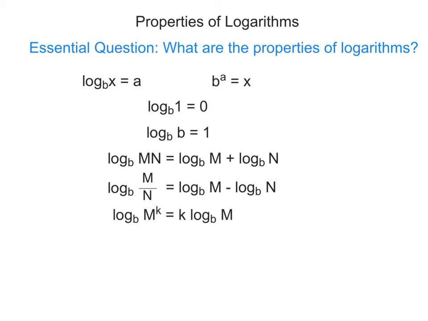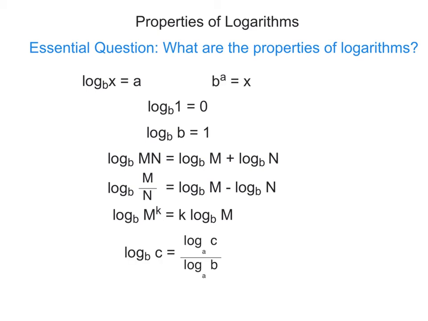Now the next rule is the power rule, or power property, and that is that the log of m to the power k is simply equal to k times the log of m. So let me repeat that again. The log of m raised to the k power is equal to k times the log of m.